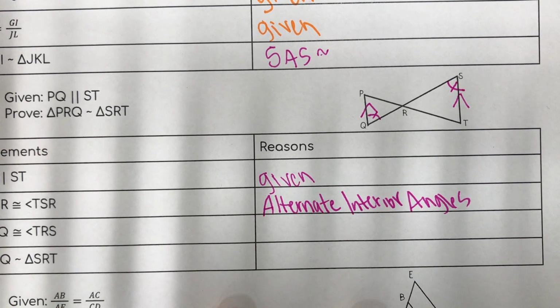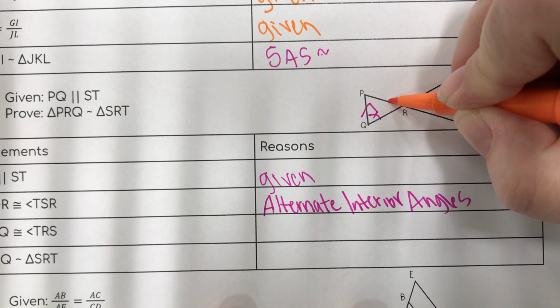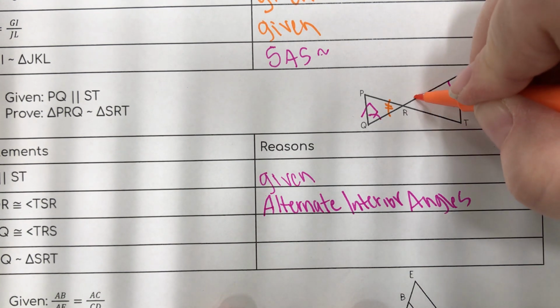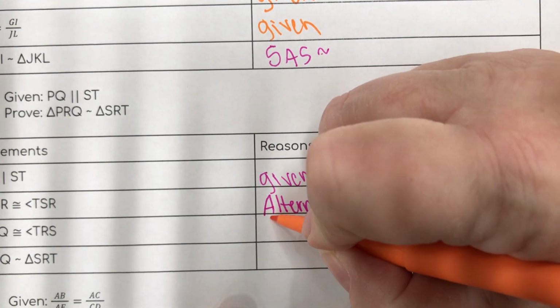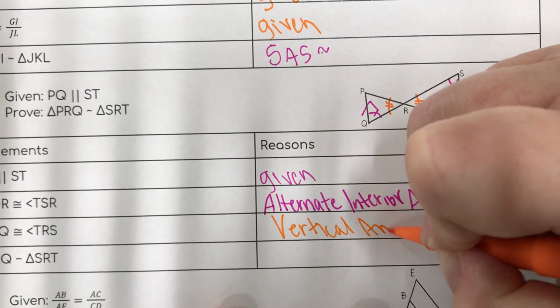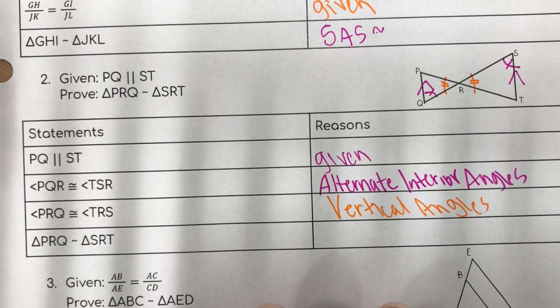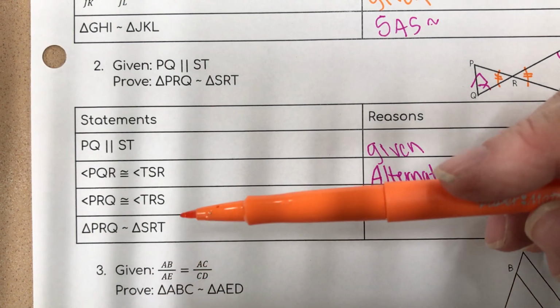Okay, the next set of angles it talks about is angle PRQ. So PRQ is congruent to TRS. Okay, those two angles, if you remember, are called vertical angles. All right, so I can't zoom out, I'm sorry. So now we're ready to say that my triangles are similar.